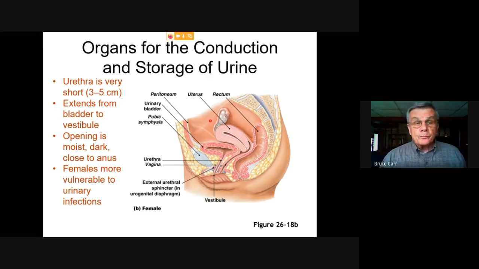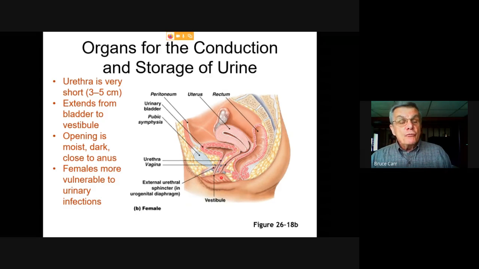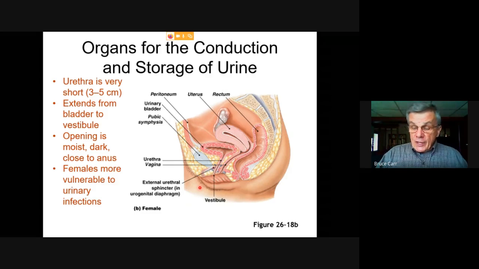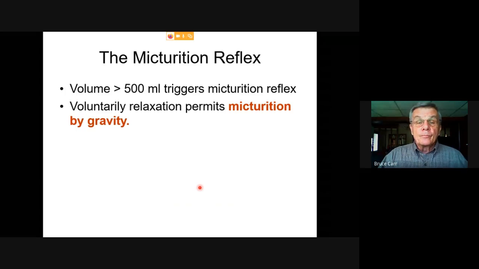Compare that to the female, where the urethra is relatively short. Look at this. And where it opens is in a fold between the labia. That means that the opening is moist and dark and warm compared to the surface of the body. It also is a short distance from the rectal opening and the source of bacteria. So females are much more vulnerable to urinary bladder infections because of this anatomy.